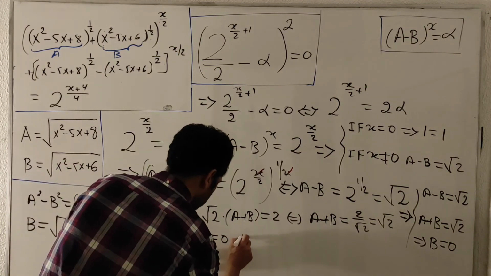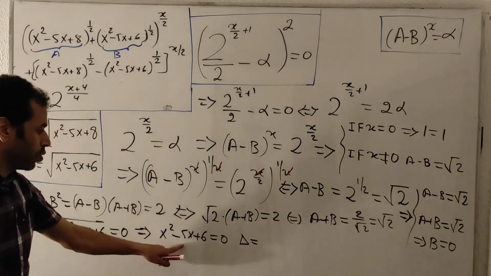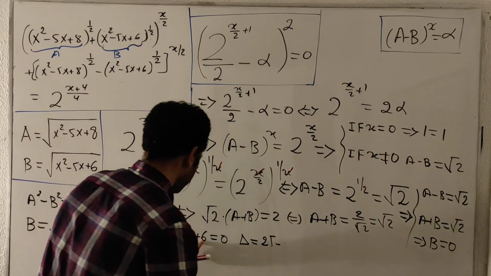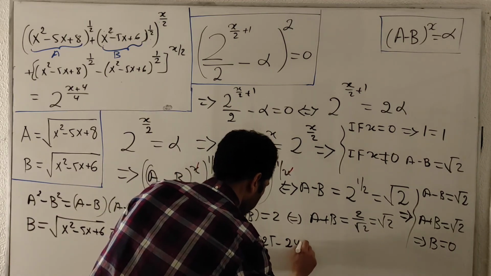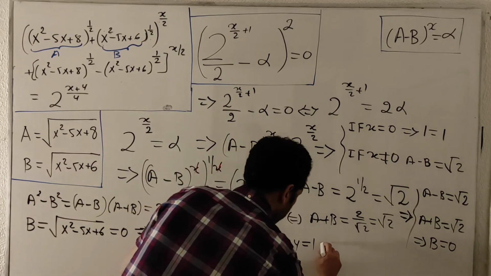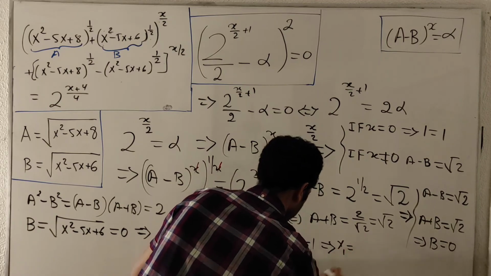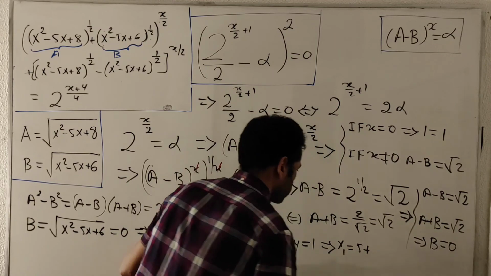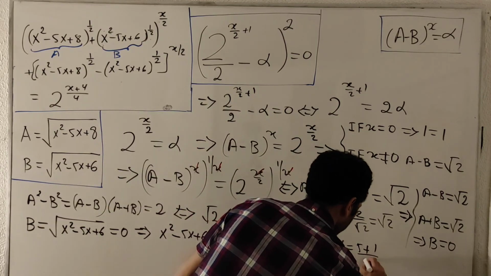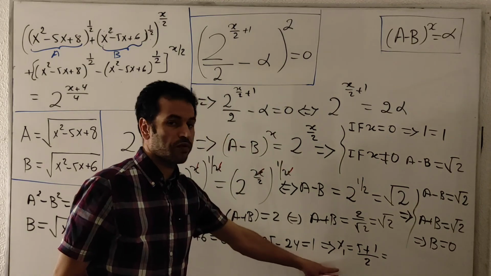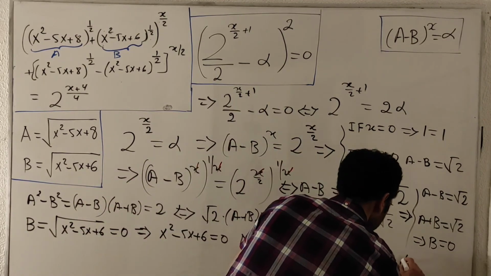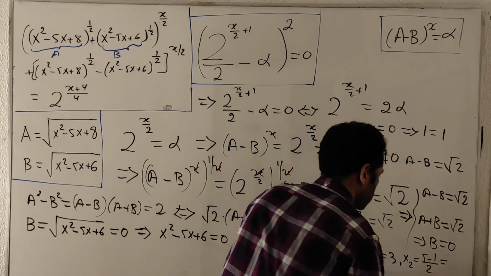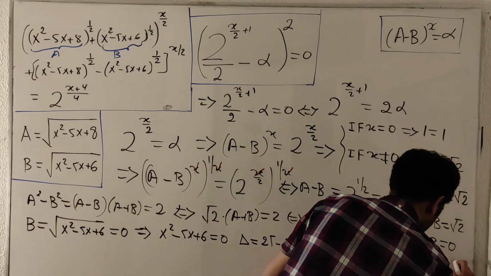By calculating the discriminant of this one, I will have delta. I will have minus 5 squared, which is 25, minus 4 times 6, which is 24, so 25 minus 24 equals 1. Then for the solutions, I will have x1 equals 5 plus square root of delta, which is 1, over 2, which equals 5 plus 1, which is 6. 6 divided by 2 gives us 3. Then the second solution, I will have 5 minus 1 over 2, which equals 5 minus 1 is 4. 4 divided by 2 gives us 2.